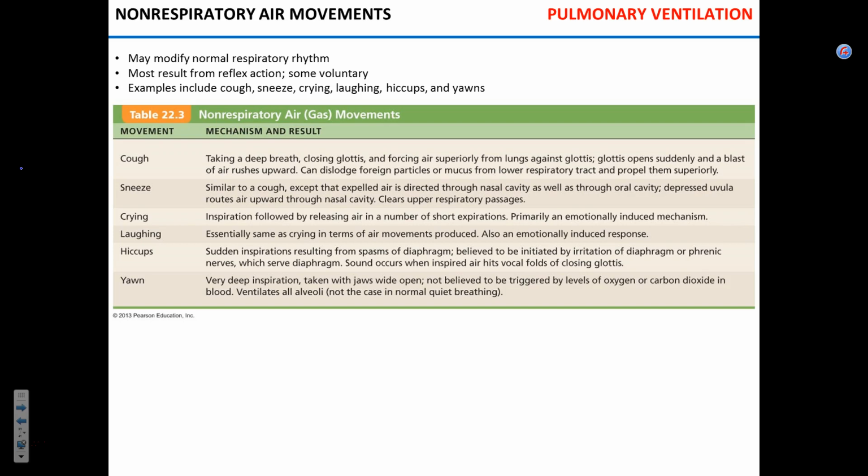You have to guess what I'm talking about by description. Is that sneezing or coughing or yawning? I think you can do it. I'm not going to be too tricky about it. Just a couple of interesting things.